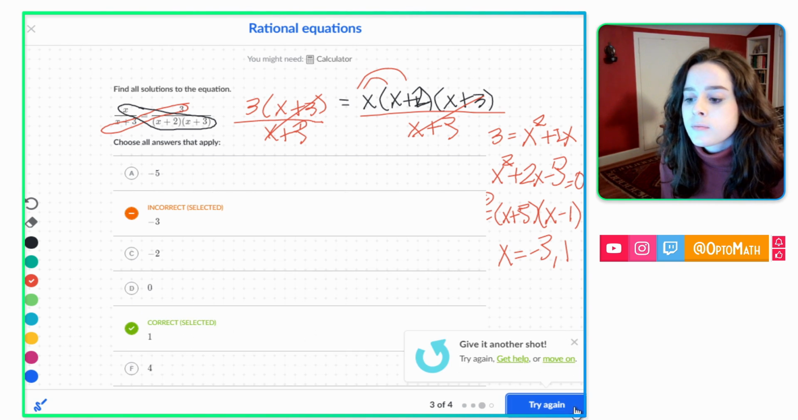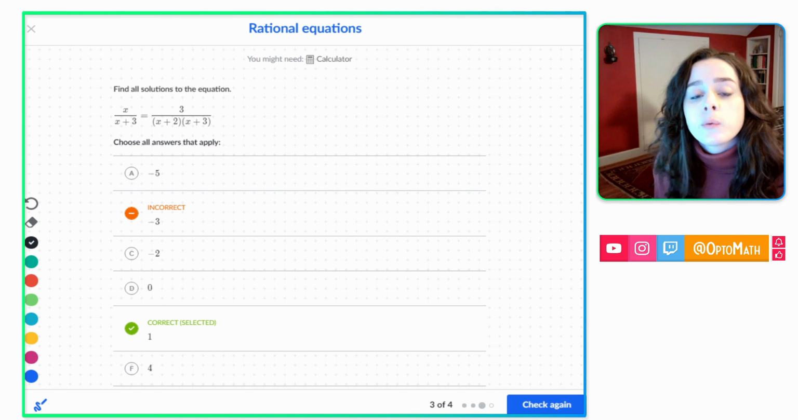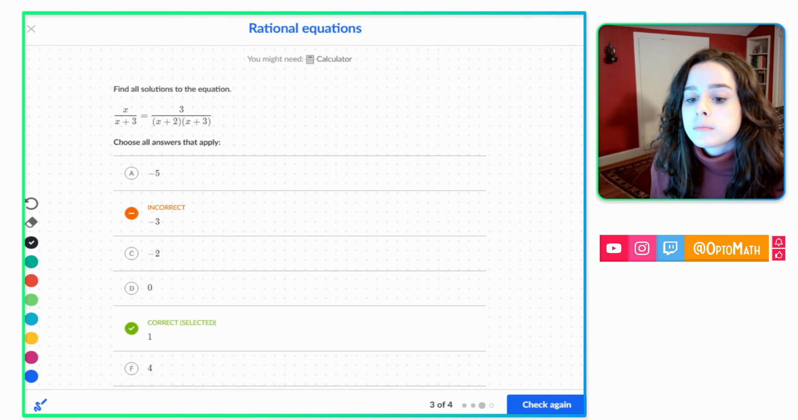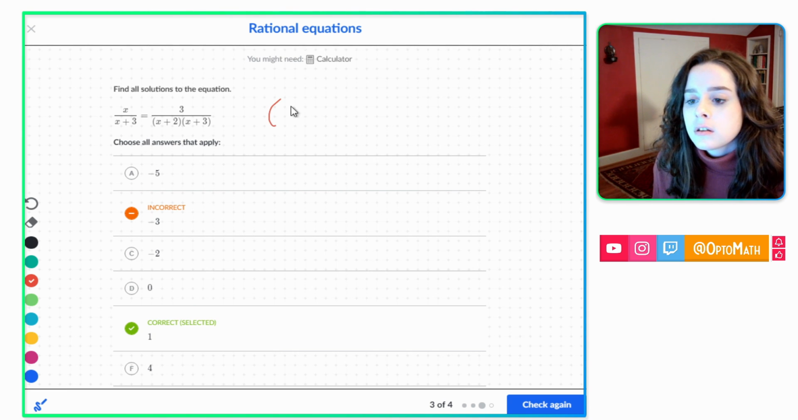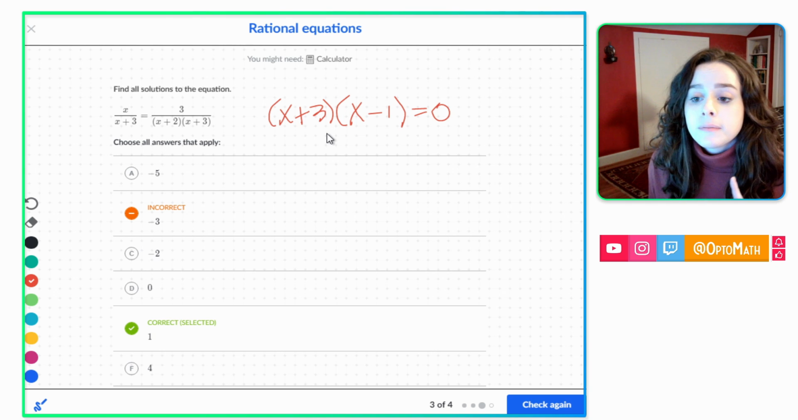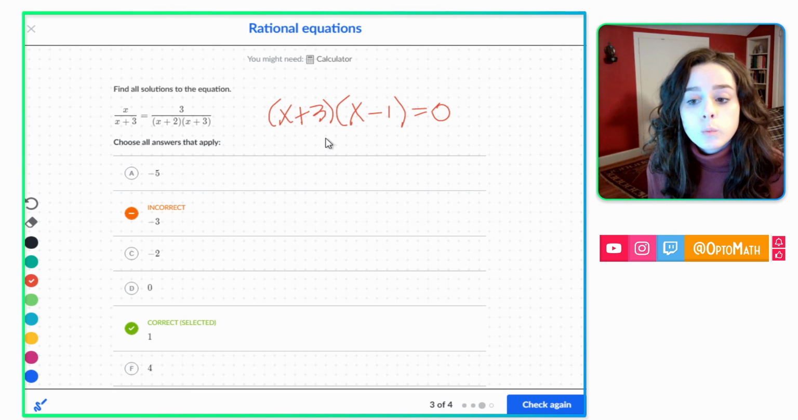Let's check. I wondered why in the world I got this wrong, and I realized that we did factor it correctly. The factored form truly is x plus 3, x minus 1 equals 0. That's what you get when you're done. But -3 will make your denominator 0, which is a big no-no. That's one of our restrictions.